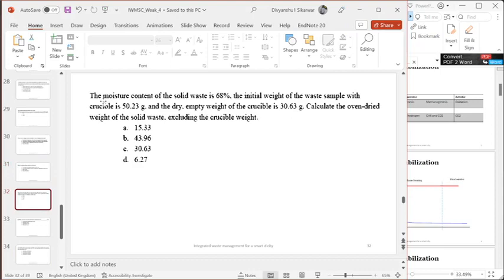Next, we have a numerical. Fuel moisture content of solid waste is 68%. The initial weight of the waste sample with crucible is 50.23 grams, and the dry empty weight of the crucible is 30.60 grams. Calculate the oven-dried weight of the solid waste, excluding the crucible weight. We first subtract 30 from 50, and then from whatever is left, we have to remove 68% moisture. So the remaining will be the dry weight.